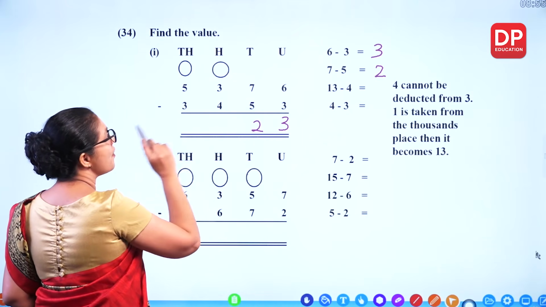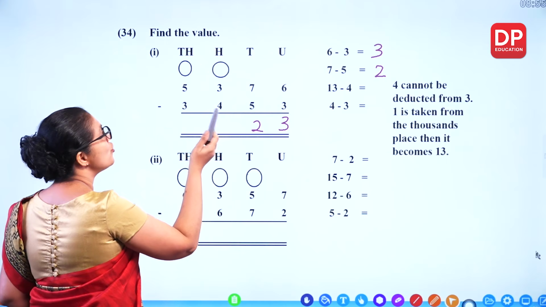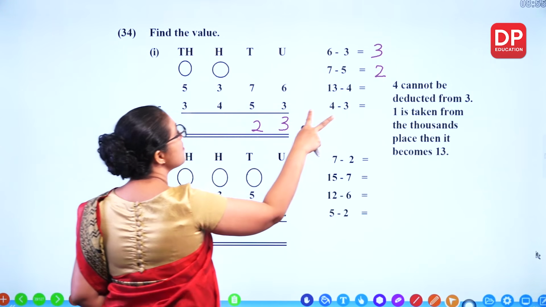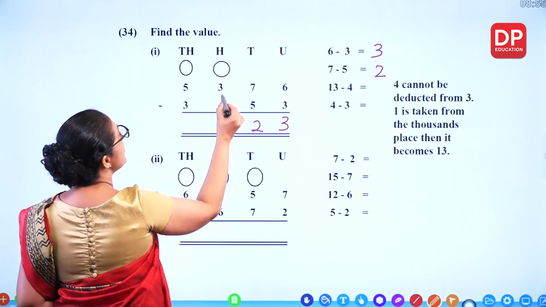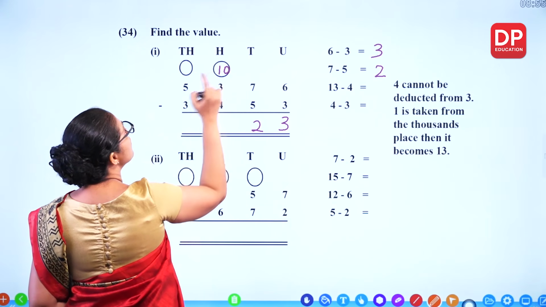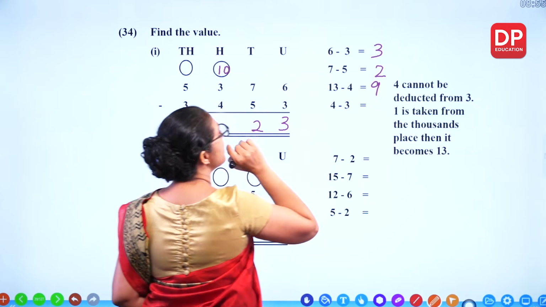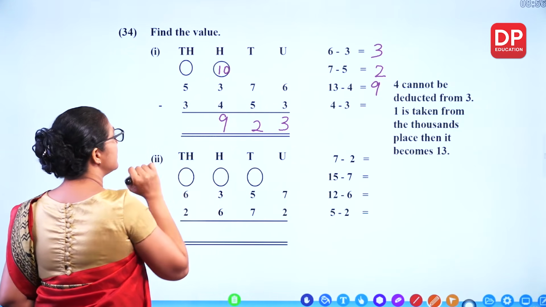7 minus 5, 2. 13 minus 4. Now you can't subtract 4 from 3. So what you do? You take 1 from there. So when you take 1, this becomes 13. So we write 10 here. So 13 minus 4, you get 9. So we write 9 here.